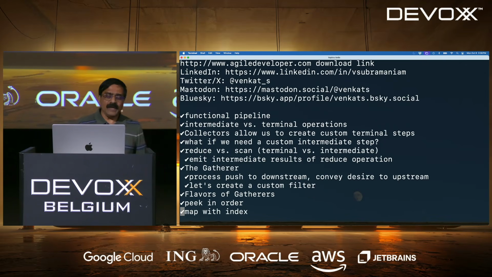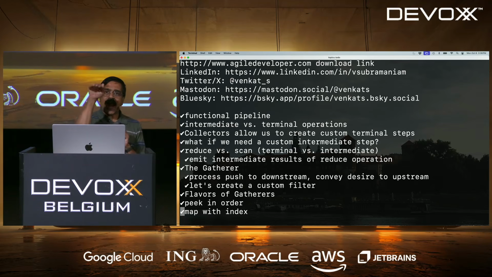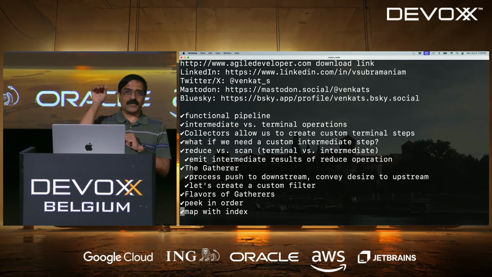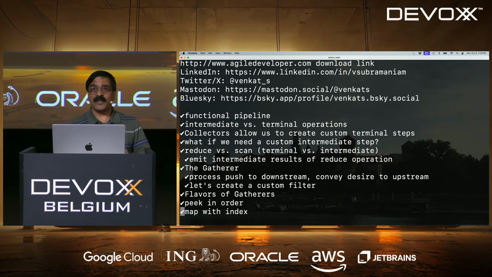But what if you want a map with index? In languages like JavaScript, you can do map, but a map will also give you not only the elements in the collection, it will give you the index of the element as well. Java doesn't have a map with index. Hey, but what if my business says, as you map through the elements, you need to also print the index along with the element? I will say there is actually a non-gatherer approach already for this.